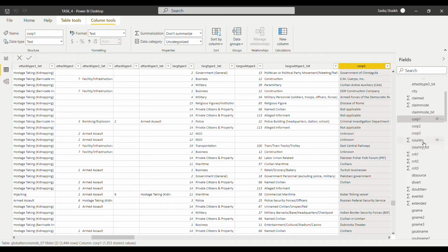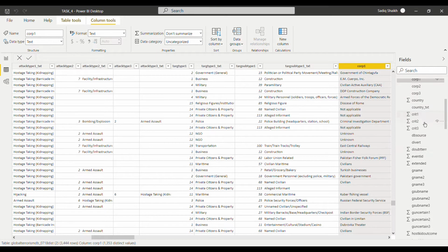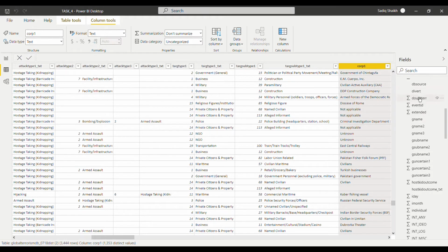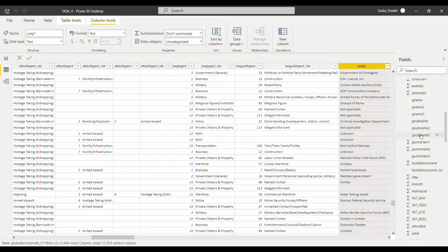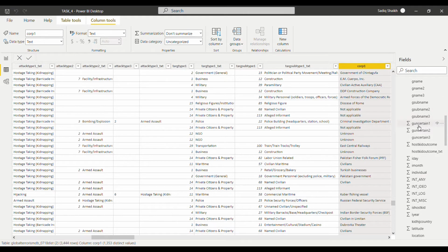The country is the country code, and here is the country text, which is the name of the countries. The critics one is the values of the critics. Then the important things are the G name, which is the gun name, gun name 1, 2, and 3. 2 and 3 are not required, as 1 is having almost all type of data. The same data is repeated in the next two columns. Then this is the sub name. Then gun certain is the value of the attack.